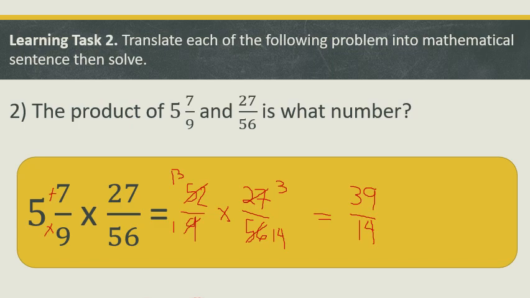Okay, so since ito ay improper, gagawin natin siyang mixed number. So, ilang 14 meron sa 39? So, we have 2. So, 2 na 14, so 28. 39 minus 28 is 11. So, yun ang ating numerator. Ang ating denominator is 14. So, yun pa magiging answer natin.